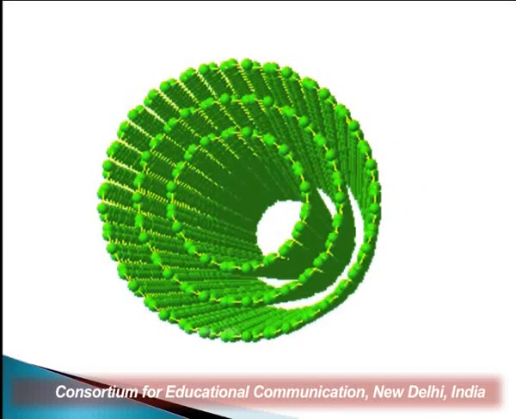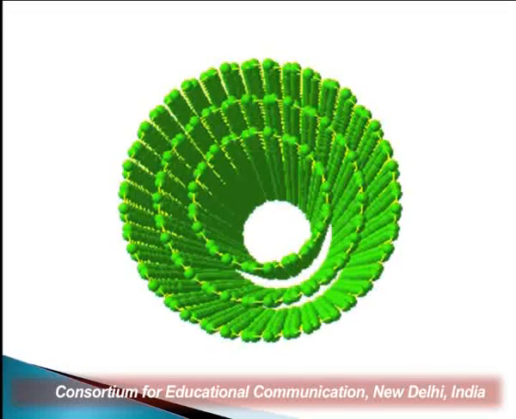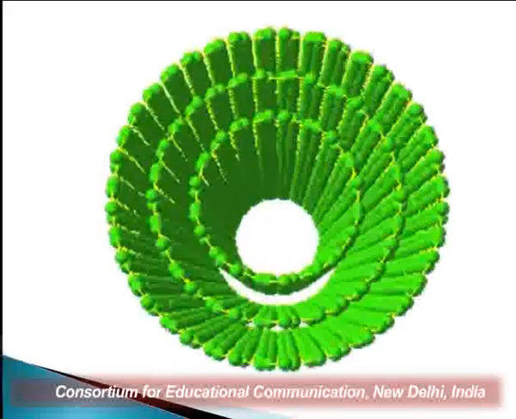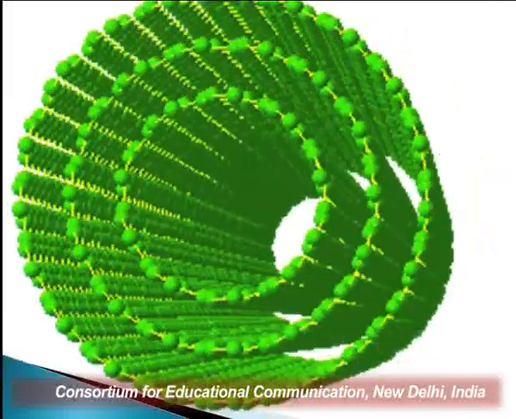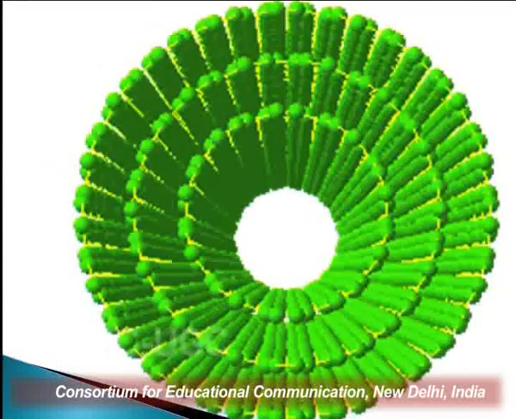So this is a 3-layered carbon nanotube. This is a multi-wall carbon nanotube, and we see 1, 2 and 3 layers of the graphene sheet, and it forms a multi-wall carbon nanotube.